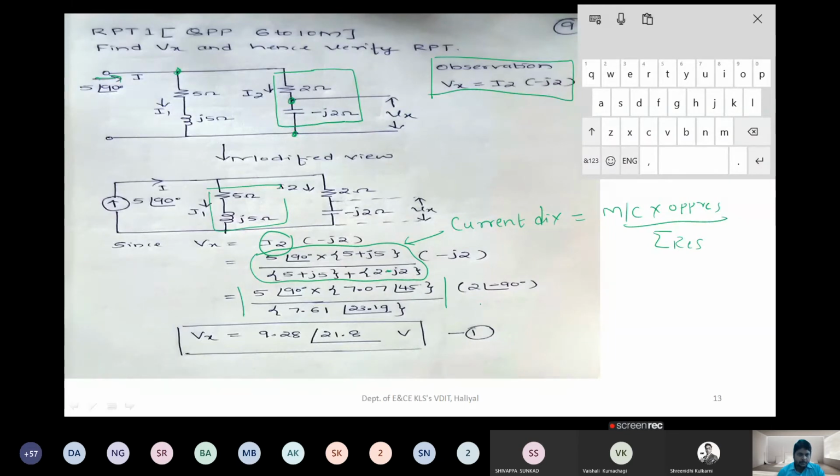And this part, if you multiply with 2 at an angle minus 90, what you will get is the voltage as 9.28 at 21.8. So next step, you have to apply the reciprocity theorem. So what is the reciprocity theorem now? You have to interchange the source and the result, or input and output. So just keep them, see them parallelly, just interchange them.